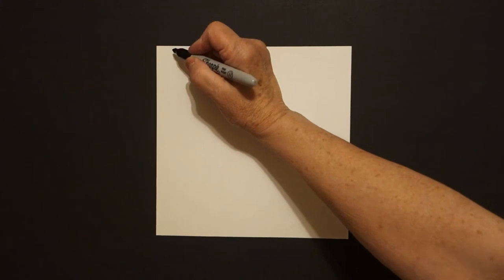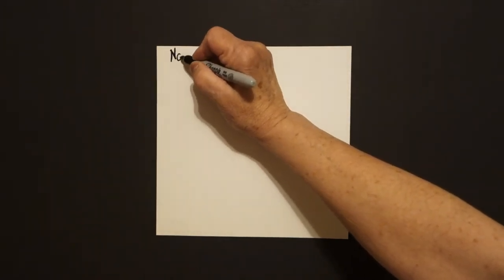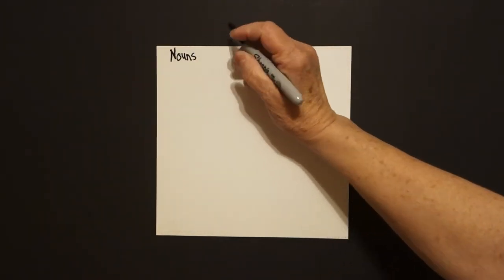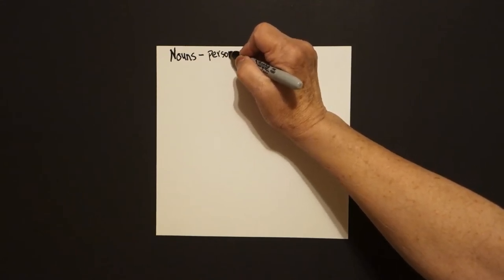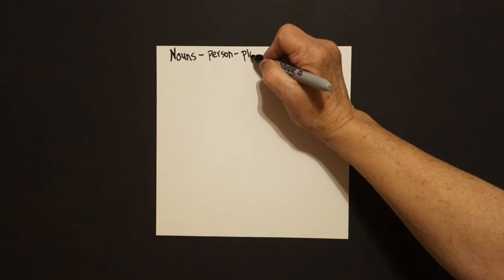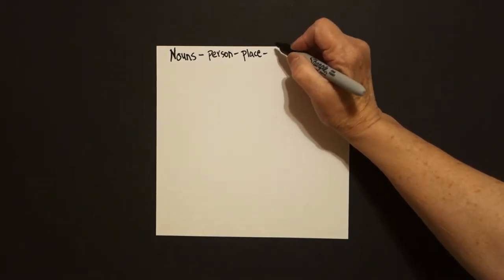Okay, let's draw. Today's project is how to draw nouns. And when we talk about nouns, we're talking about a person, a place, and a thing.